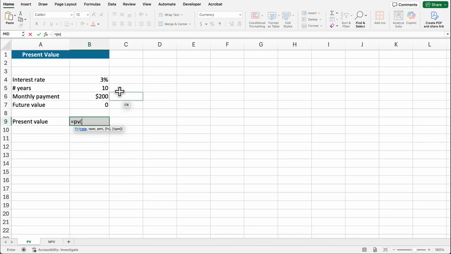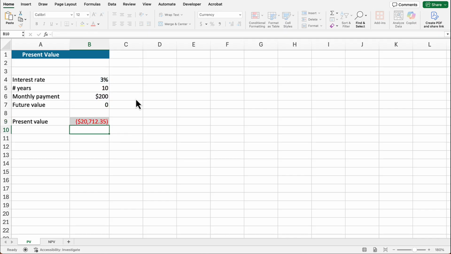So the rate we see is 3%, but that's 3% per year, and we're talking about monthly payments, so I have to take that yearly interest and divide it by 12, comma, number of periods. Well, it's 10 years, so I have to take that and multiply it by 12, so we get the 120 months, comma, the payment amount, well, that's straightforward, that's $200, comma, and the future value we see is 0, and that's because once the payments are stopped, they're done. There's no more value after that.